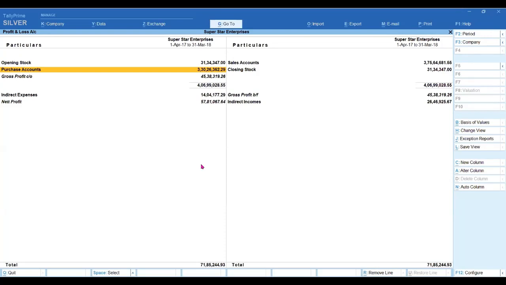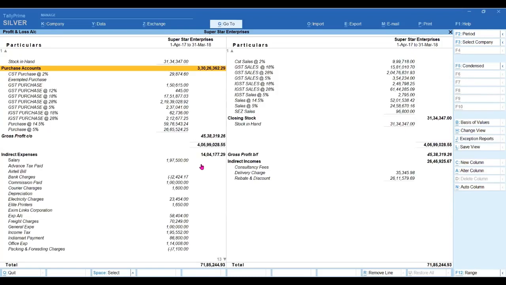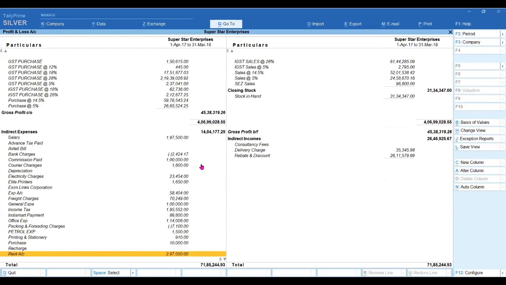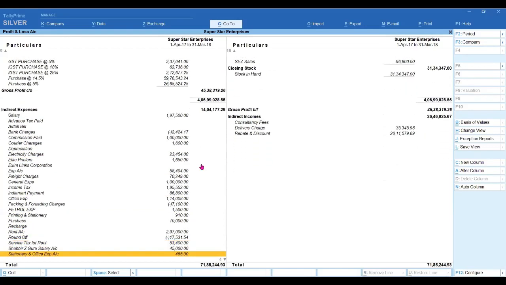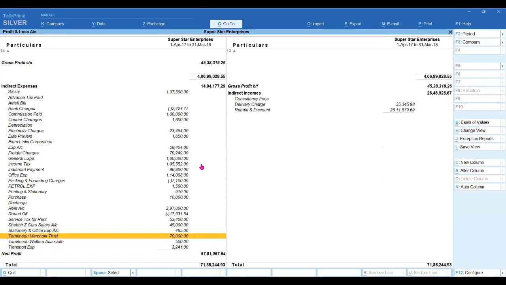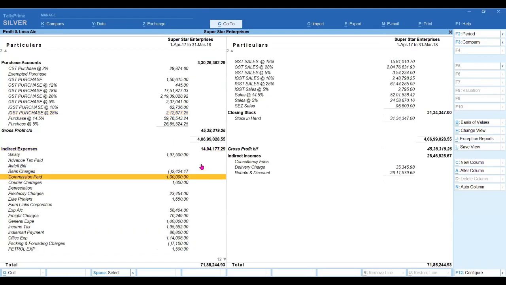If you have the closing stock, then you have to find out the closing stock. From the gross profit, we deduct our business expenses. So here you can see so many business expenses are there. This is a dummy company. You can see rent, telephone, so many expenses are here, and based on these expenses, net profit is arrived.